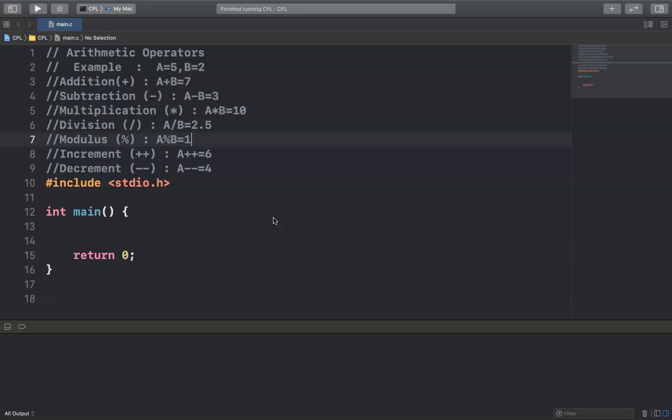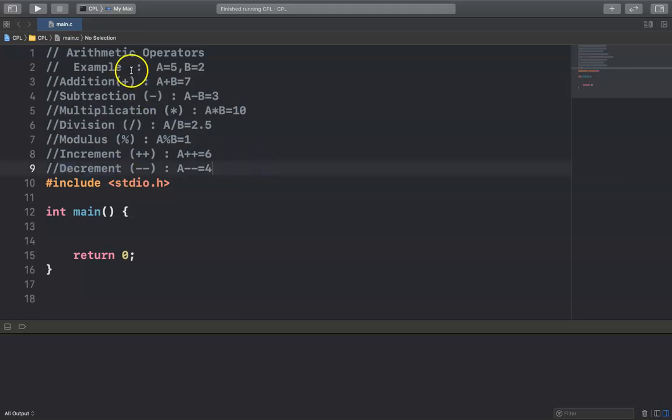Hello everyone. Today I'm going to explain the arithmetic operators in the C programming language. In C programming language, there are 7 arithmetic operators: addition, subtraction, multiplication, division, modulo, increment, and decrement.